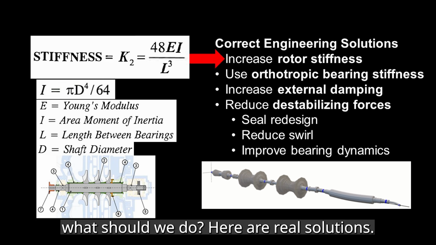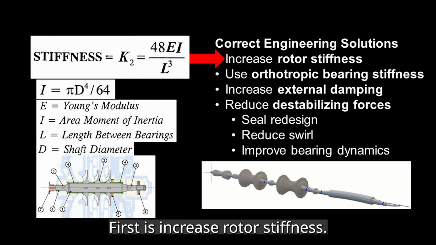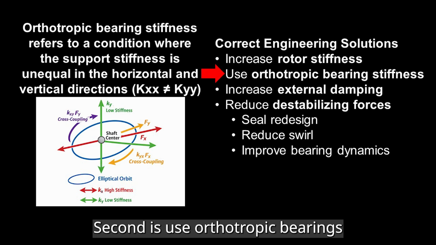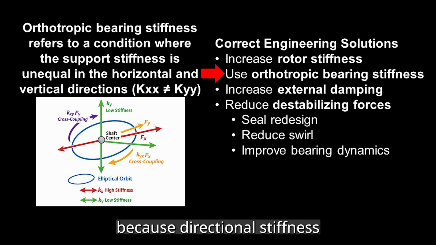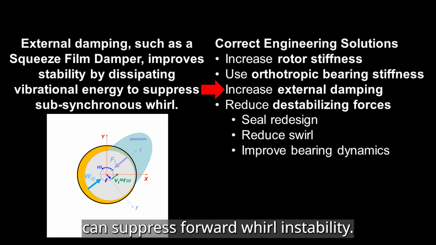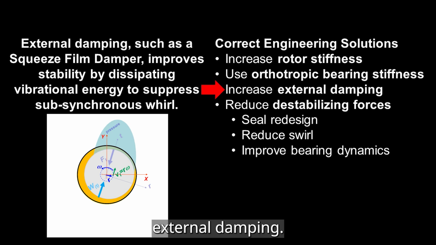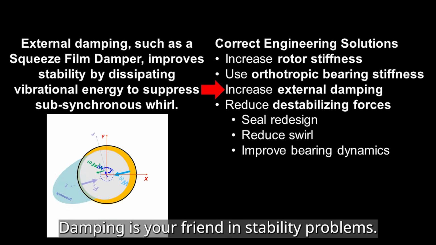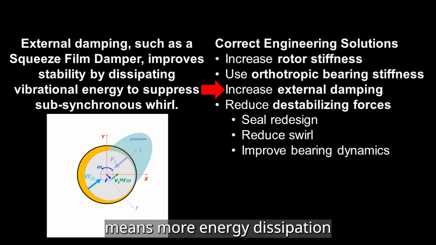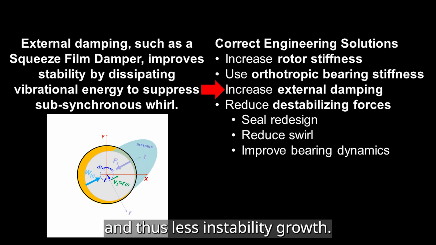Here are real solutions. First is increase rotor stiffness. A stiffer rotor shifts critical speeds and improves stability margins. The second is use orthotropic bearing stiffness support, because directional stiffness can suppress forward whirl instability. The third option is increase external damping. Damping is your friend in stability problems. More damping means more energy dissipation and thus less instability growth.